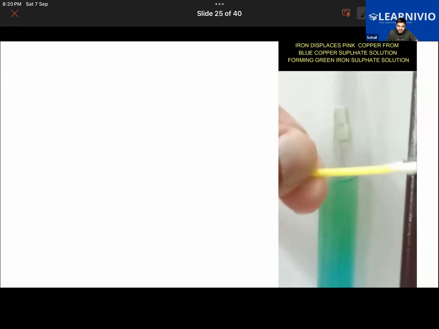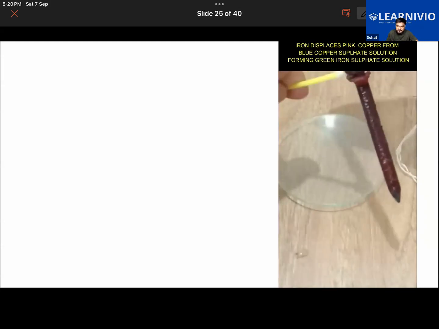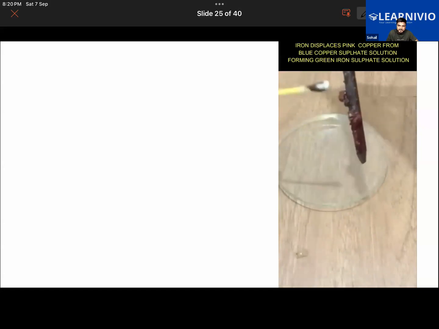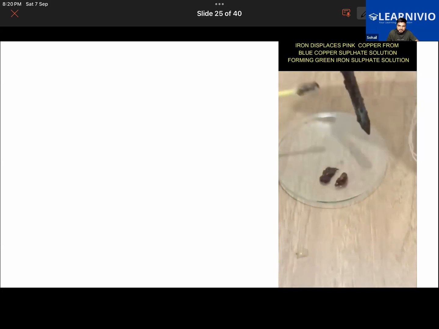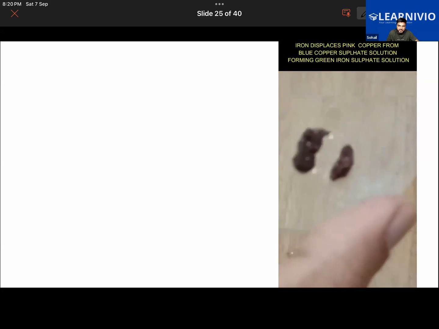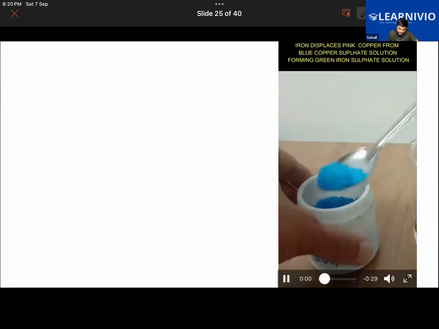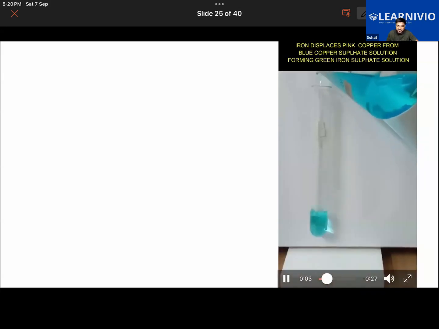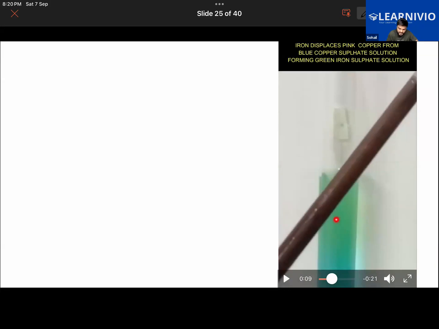Notice how the color changed. This brown color was the copper that deposited over the iron. This is copper. Go through it once again. Look how the color of the copper sulfate solution also changes to greenish. Did it change greenish now? You can observe here, right? The color from blue changed to greenish.